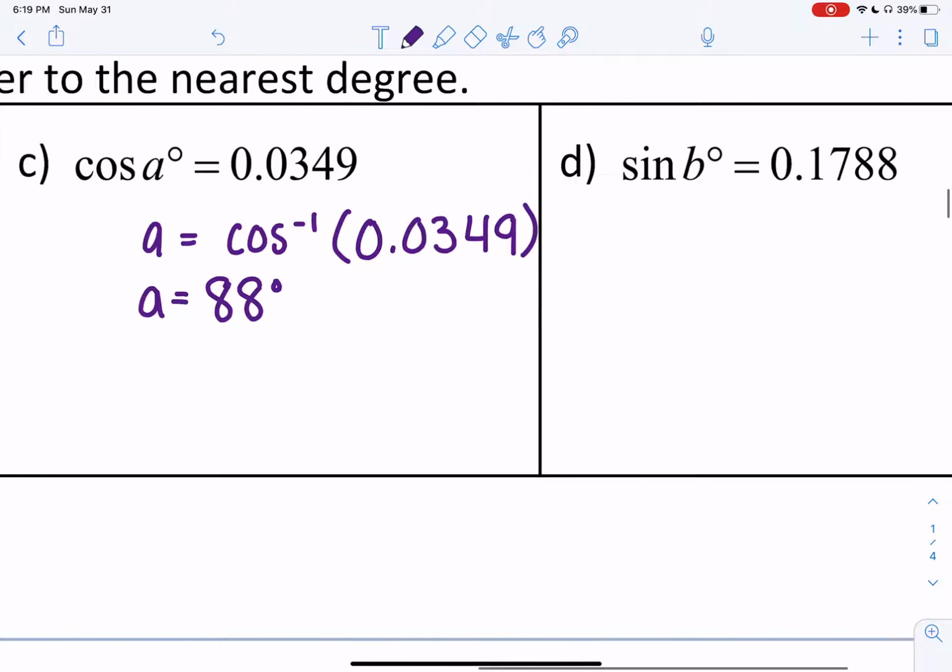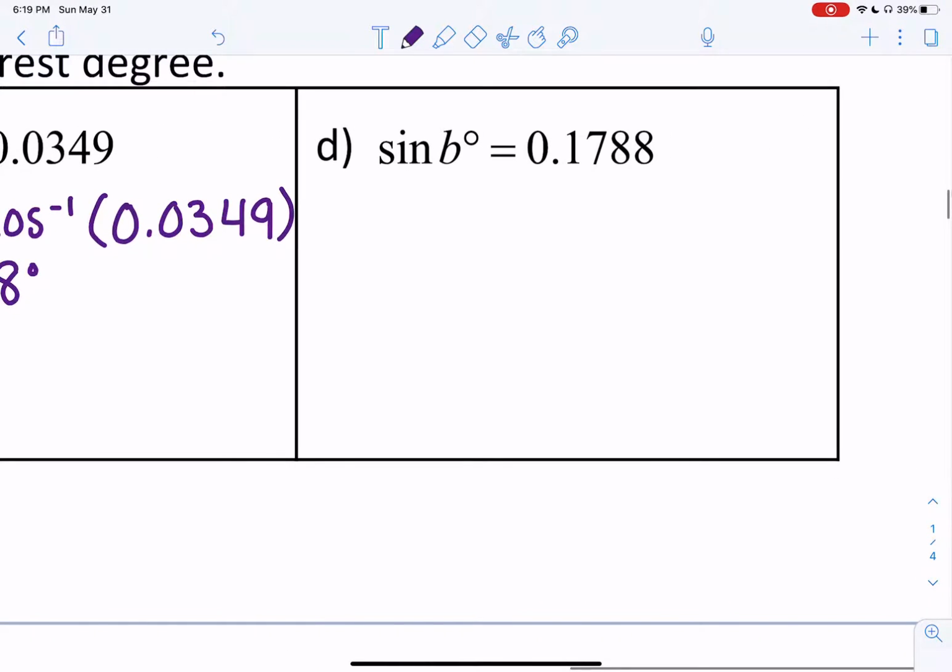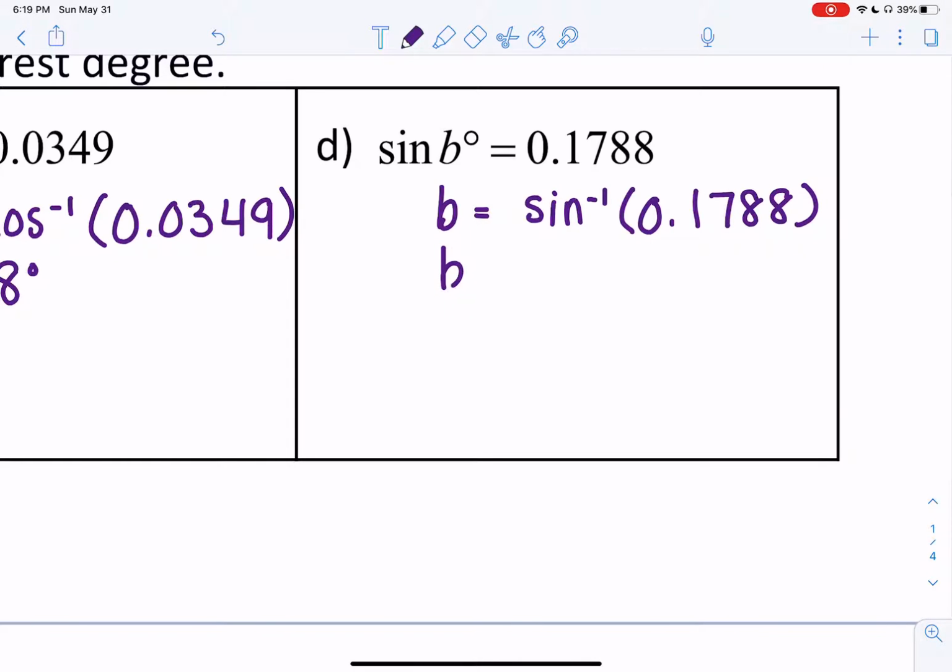And our last one here, sine B is 0.1788. So we just want plain B by itself. So we need to undo the sine by using sine inverse of 0.1788. So we will get 10 degrees.